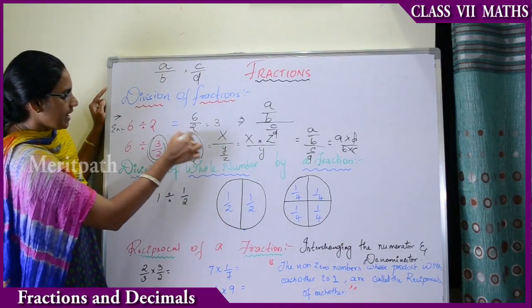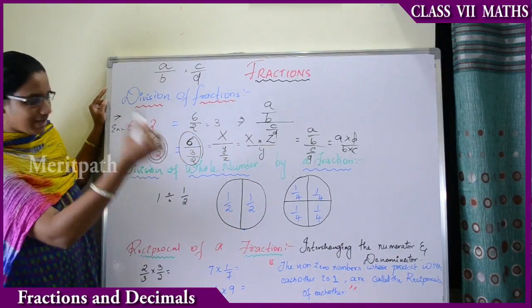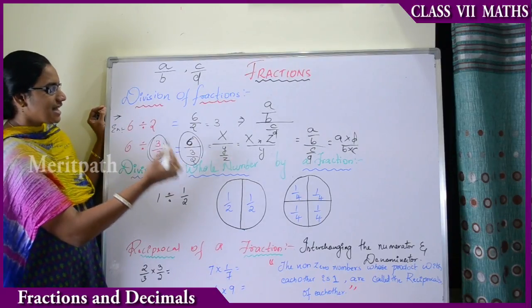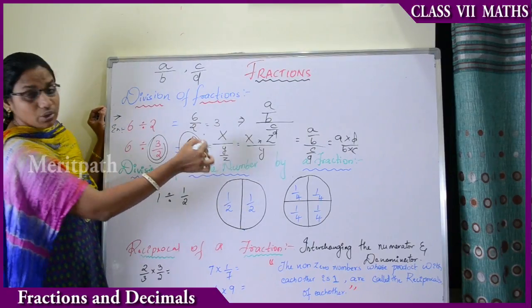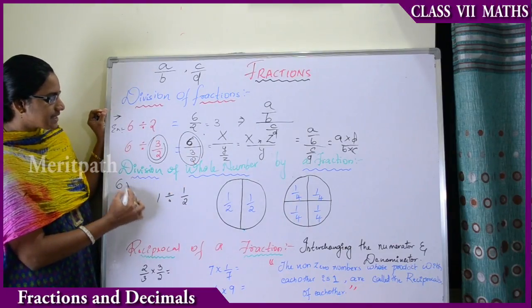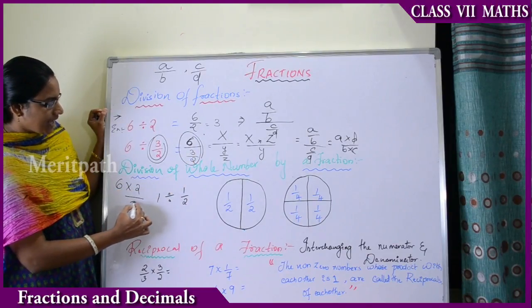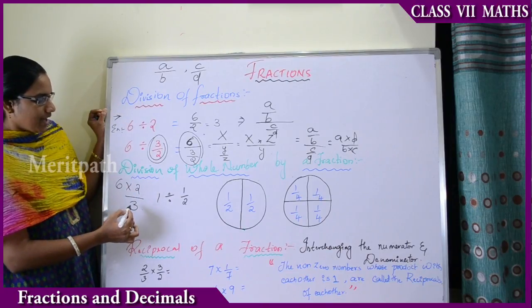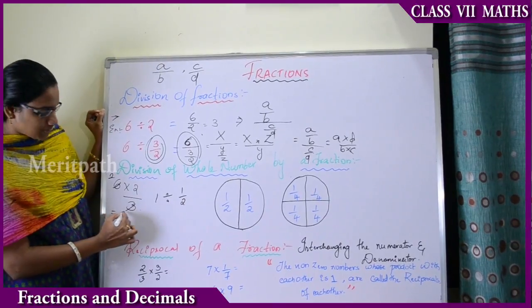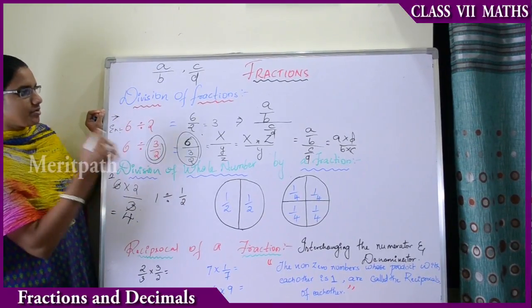Now in the same way, here we are taking 6 divided by 3 by 2. That means 6 divided by 3 by 2 will give us 6 into 2 divided by 3. That is 6 into 2 divided by 3. We will be getting that 3 ones are 3, 3 twos are 6, that is 2 twos are 4. That is how we will be getting the answer.